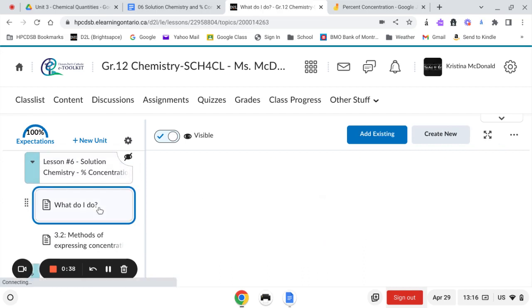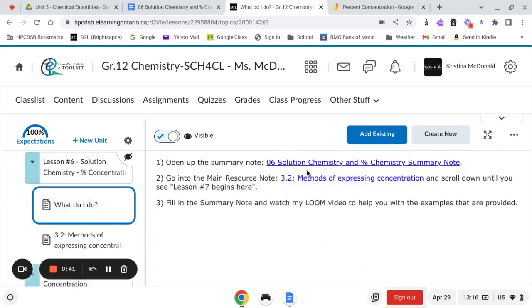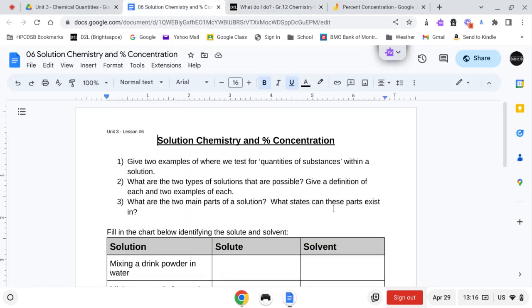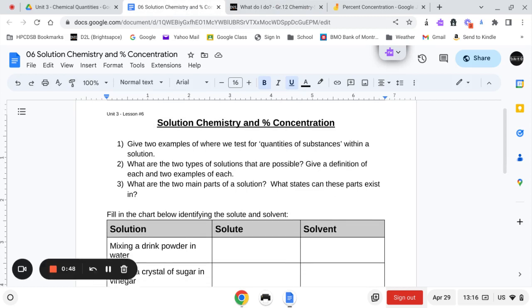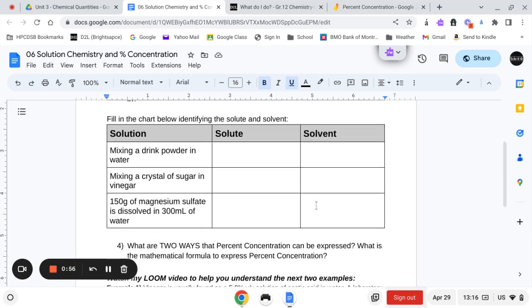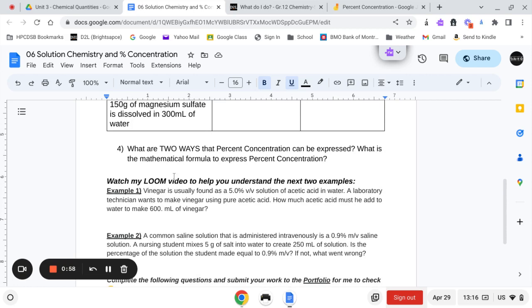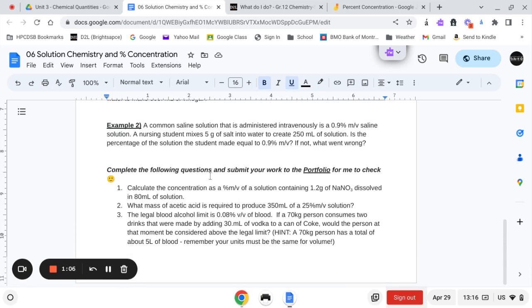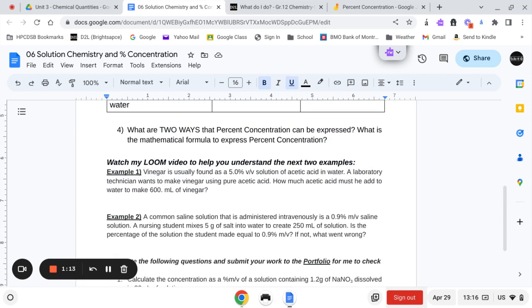So you'll click on the what do I do, and this takes you through everything. You're going to open up the summary note. So I have a summary note here for you. And as usual, we're going to read through the main resource note that is provided. You're going to answer these questions to help you understand the concepts. And then down here, we're going to do 2 examples together. And it says here, watch my Loom video to help you understand those 2 examples. And then there are 3 questions for you to try that you're going to submit to the portfolio for me, and I will give you feedback.